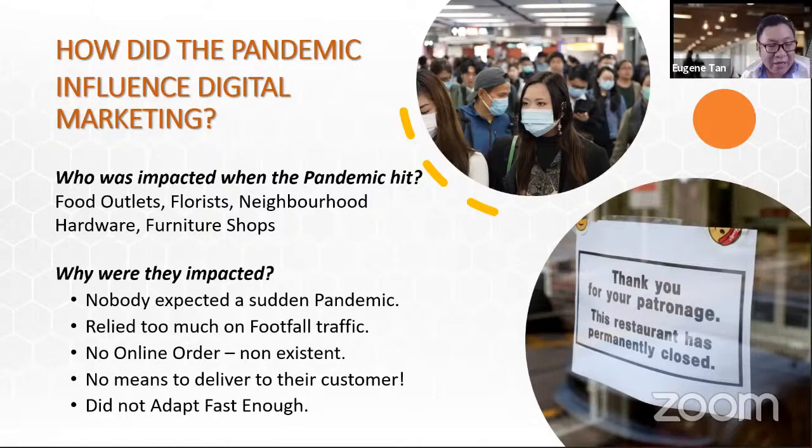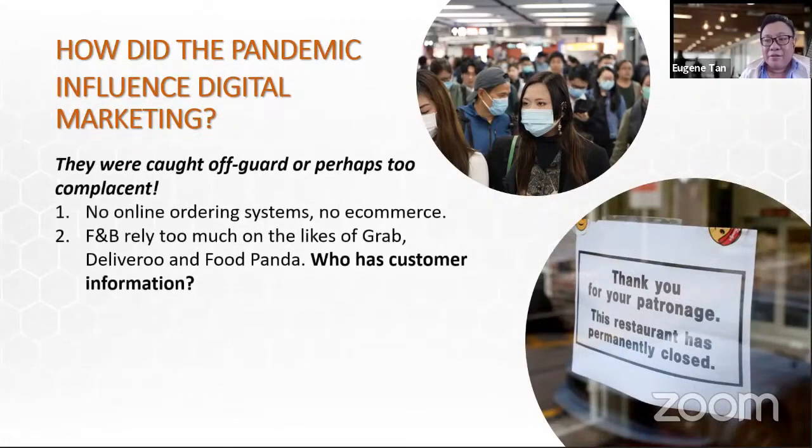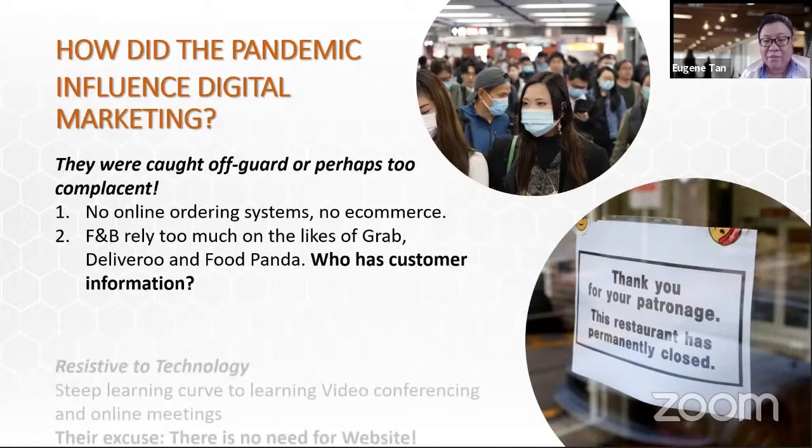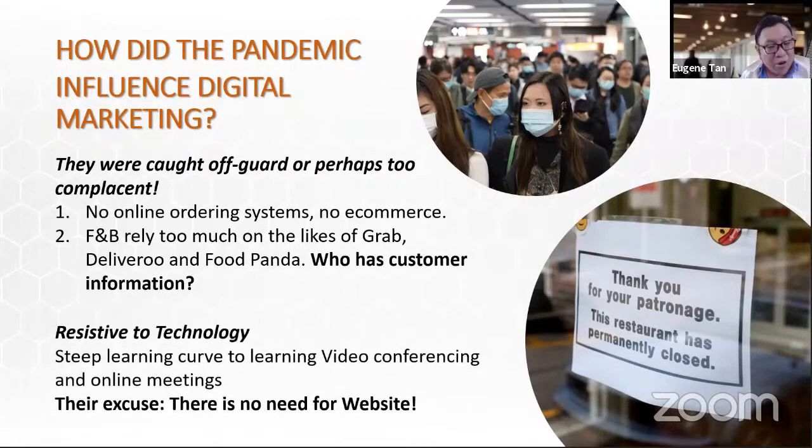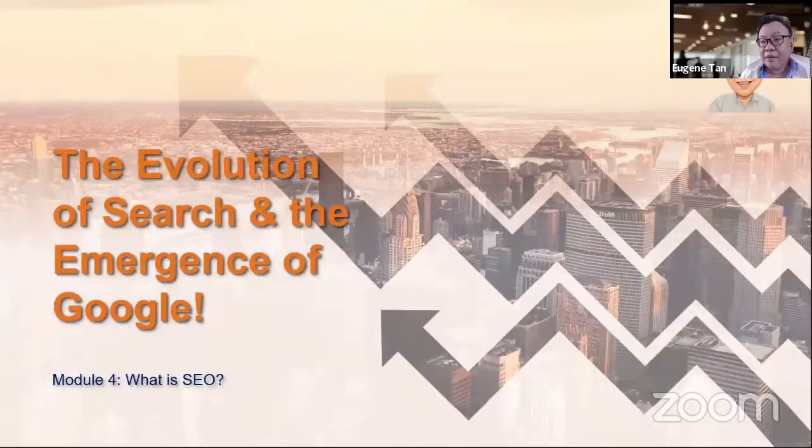So initially they didn't have a means to deliver to their customer, and they did not adapt fast enough. They were caught complacent, no ordering system, no e-commerce, they relied on Grab, right? Grab owns the customer. They were resistant to technology. They said, no, there's no need for a website, I have very healthy foot traffic. So when work from home first started, all these guys were really badly impacted, right?